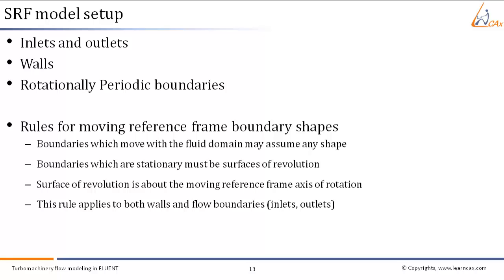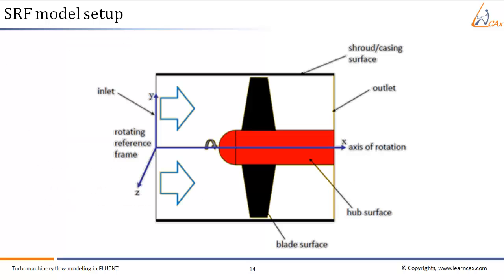There are some rules for moving reference frame shapes. Boundaries which move with the fluid domain may assume any shape. Boundaries which are stationary with respect to the laboratory or fixed frame must be surfaces of revolution. Surfaces of revolution is about the moving reference frame axis of rotation. The rule applies to both walls and flow boundaries, that is inlets as well as outlets.